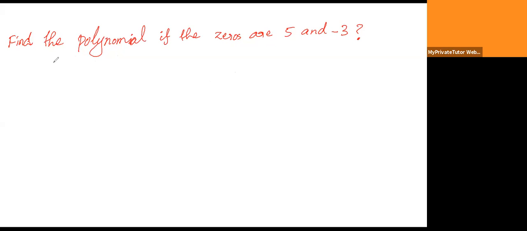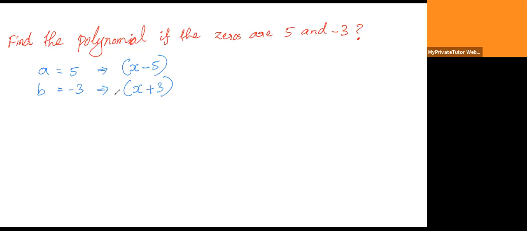Anybody wants to try or shall I explain? They have given the zeros. Let's call the zeros A and B. Zeros are given: 5 and -3. So what you will do is find the factors. If 5 is a 0, x minus 5 is a factor, and b is minus 3, so x plus 3 is another factor.